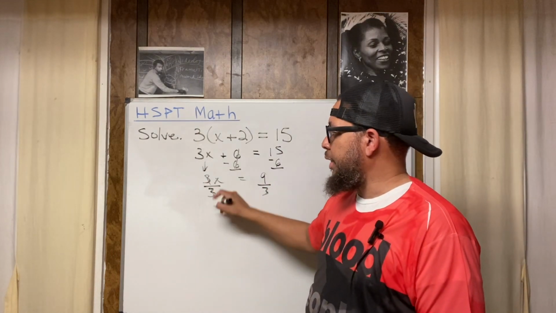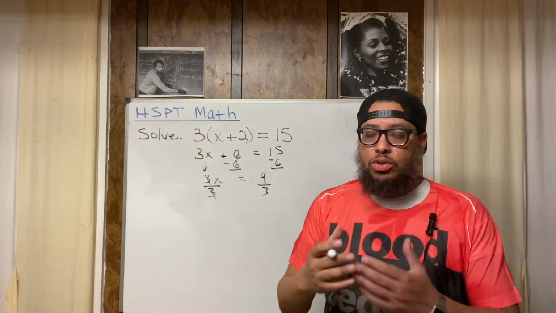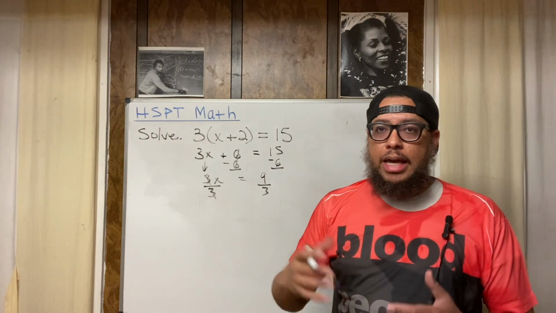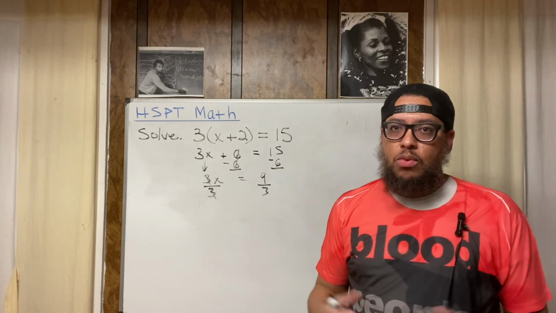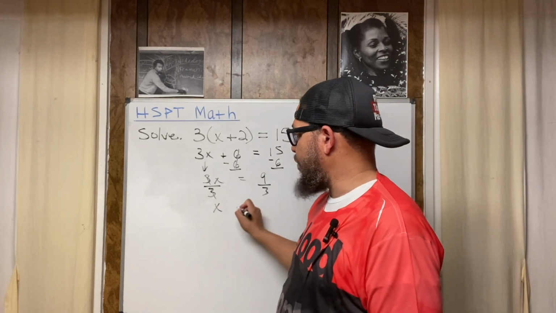3 divided by 3 is 1. So that means we have 1x. Now, again, the language of math. You got to know the language of math. 1x and x mean the same thing. So that means I don't need to write 1x. I could just write x.